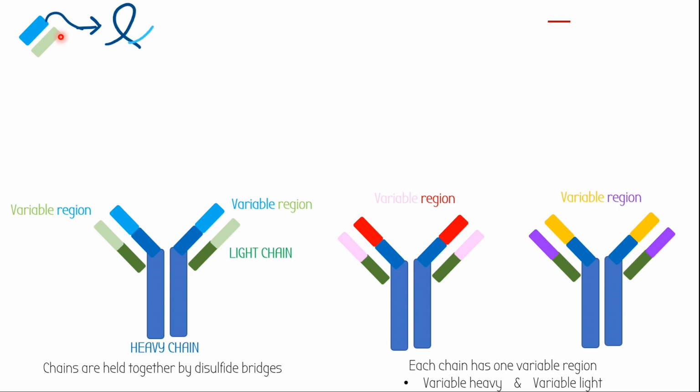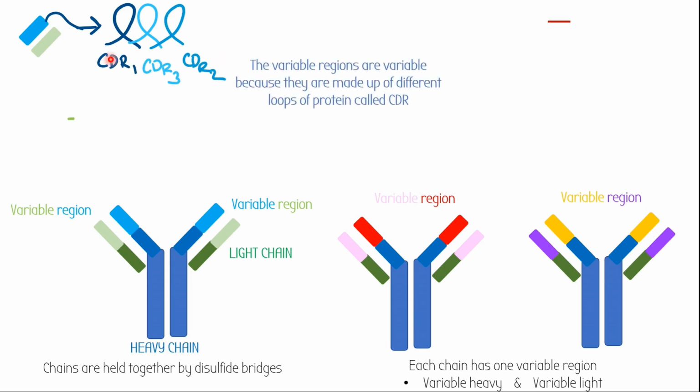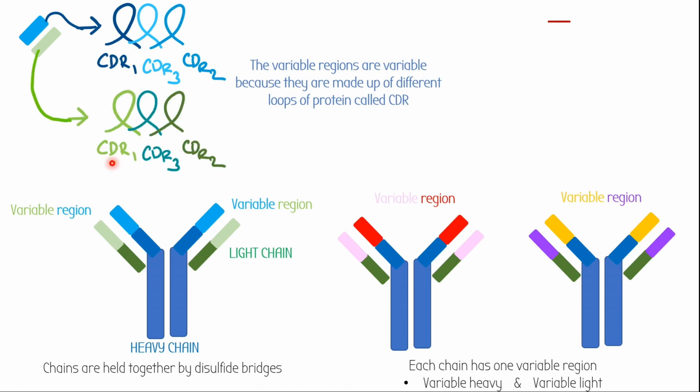So the variable region is made of 3 loops of protein, and these are called complementarity determining regions, CDR. You can just call them CDR1, CDR2, and CDR3. And your light chain is also going to have the same thing, 3 loops of proteins, and these loops of proteins are going to have different genetic sequences, and these basically lead to it being variable.